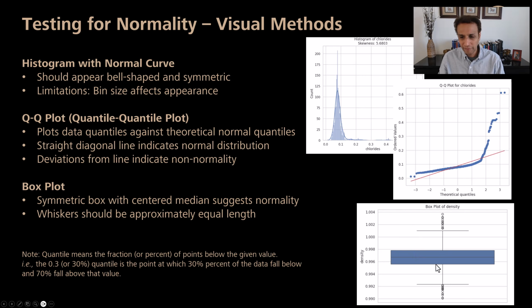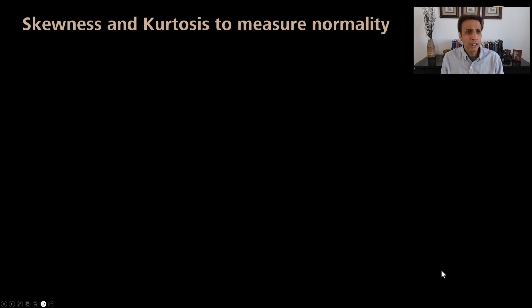Like if this line is symmetrically centered around this box, that suggests some sort of normality. And if the whiskers are approximately of equal length on both sides, for example, that suggests that it is probably normal. Now, there are two other metrics, skewness and kurtosis, to measure normality. I'm saying measure. I'm not saying quantifying normality. These are two methods to measure, which means they are still based on descriptive statistics.